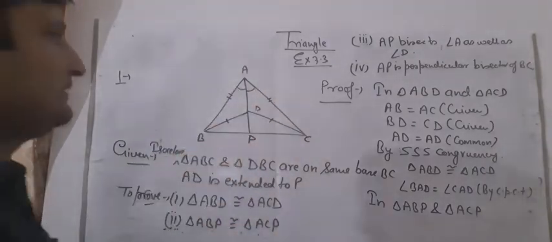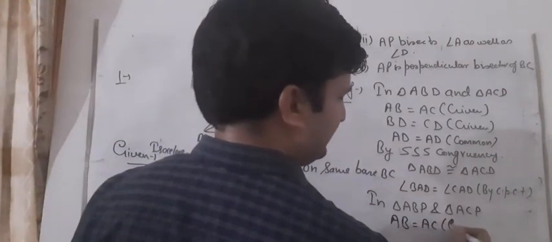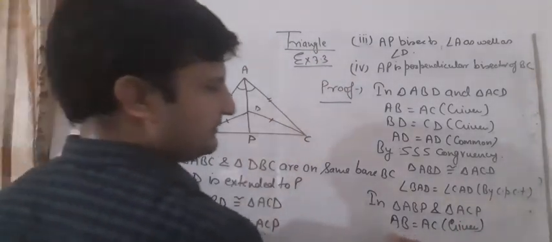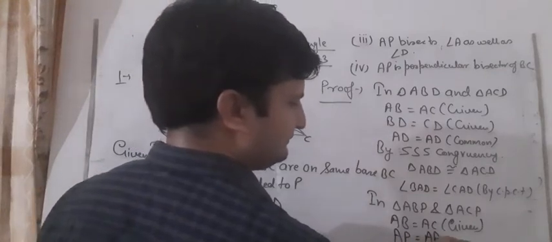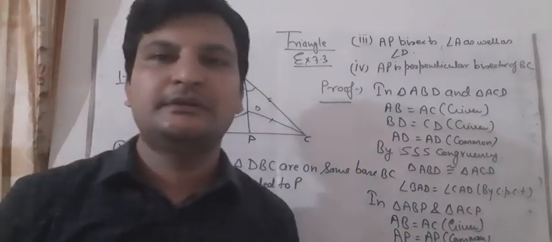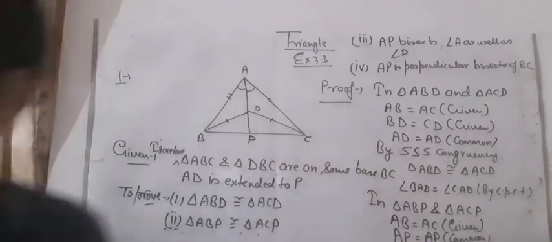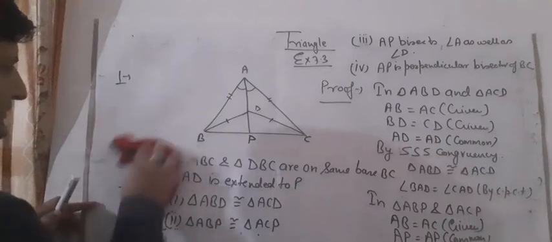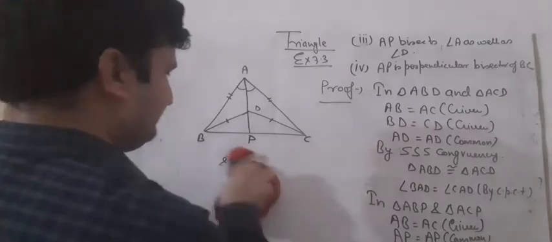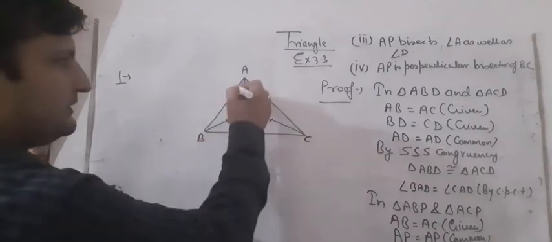In triangles ABP and ACP, AB is equal to AC, it is given. AP is equal to AP, students, it is common. And this angle is equal to this angle.